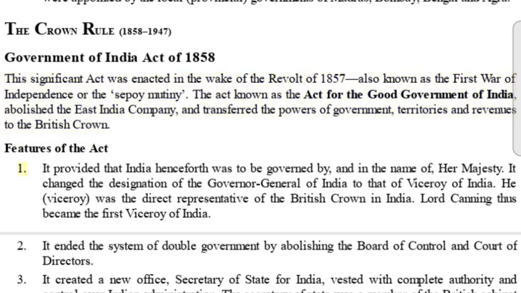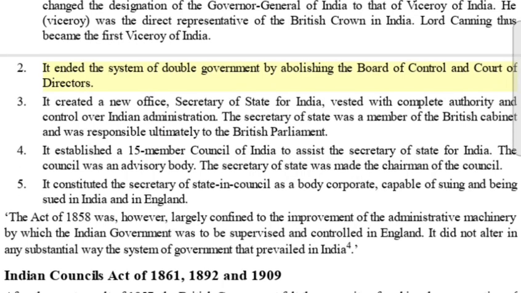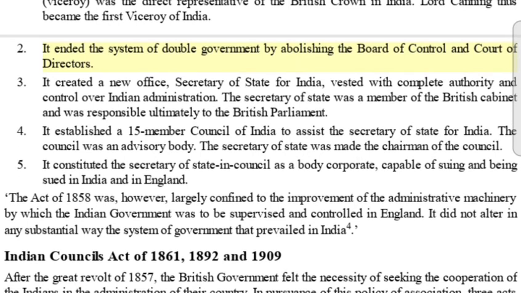Features of the Act. 1. It provided that India henceforth was to be governed by, and in the name of, Her Majesty. It changed the designation of the Governor-General of India to that of Viceroy of India. He, the Viceroy, was the direct representative of the British Crown in India. Lord Canning thus became the first Viceroy of India. 2. It ended the system of double government by abolishing the Board of Control and Court of Directors.